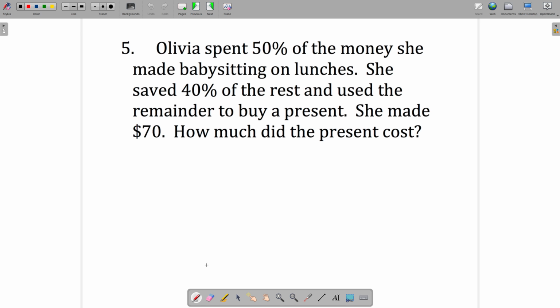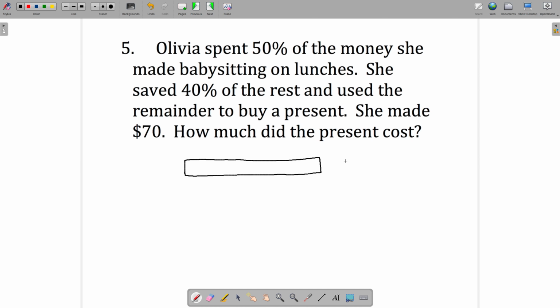Here are a couple of challenge problems. Try these on your own before you check out my answer. Pause here, see what you can do. Here's how I would solve it.